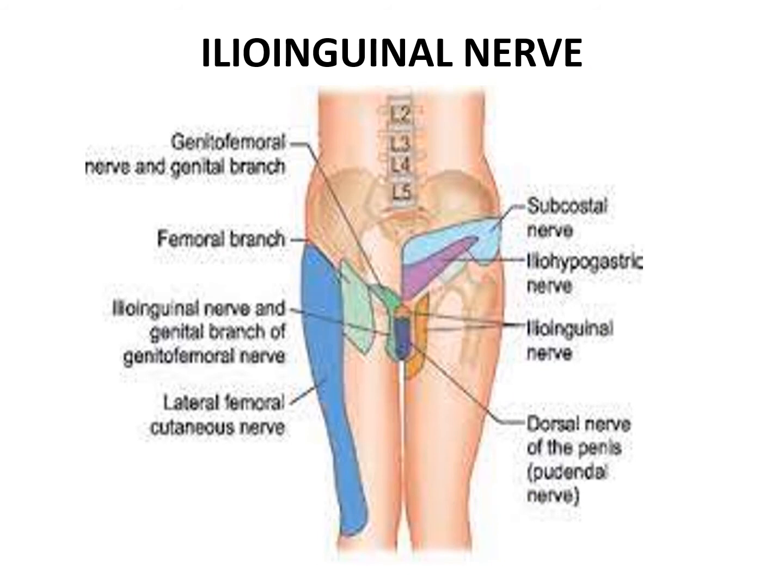So the ilioinguinal nerve, what does it supply? This supplies the skin of the root of the penis. It supplies the skin of the scrotum. It supplies the skin of the upper medial aspect of the thigh. So that is about the ilioinguinal nerve. In case of female, it will supply the skin of the labia majora and the skin of the mons pubis.